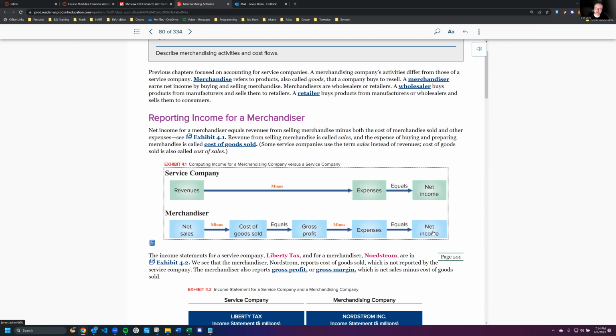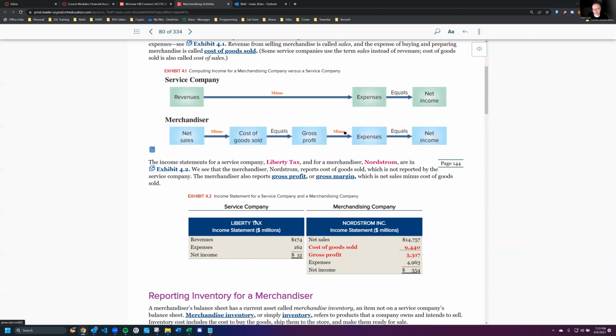So most of this chapter is going to deal with this component of the equation, because really these are the same, right? Expenses and net income. But the question is, what intermediate steps you have to take before you start computing, reducing it by expenses to get to net income. All right, so this is a view of that.